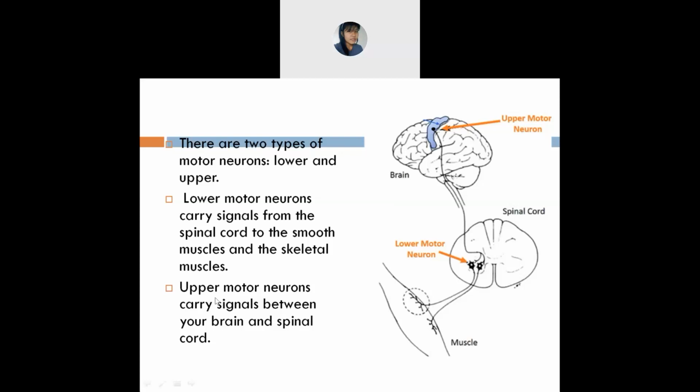Okay. Next is upper motor neurons. So in the upper motor neurons, what happens? They carry signal between what? Between your brain, this is your brain, and this is your spinal cord. So they carry signal from your brain and the spinal cord. Is it clear about the upper motor neuron?